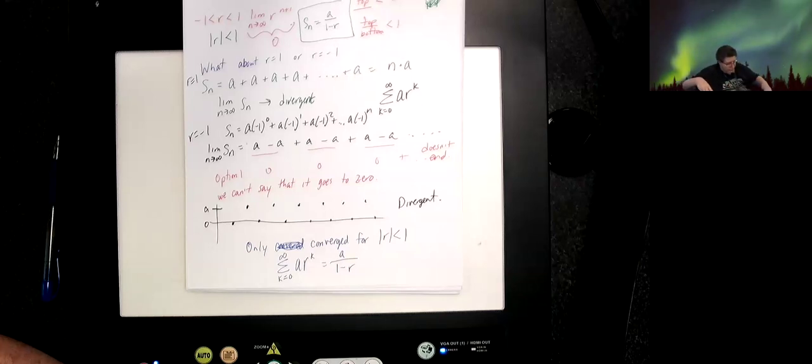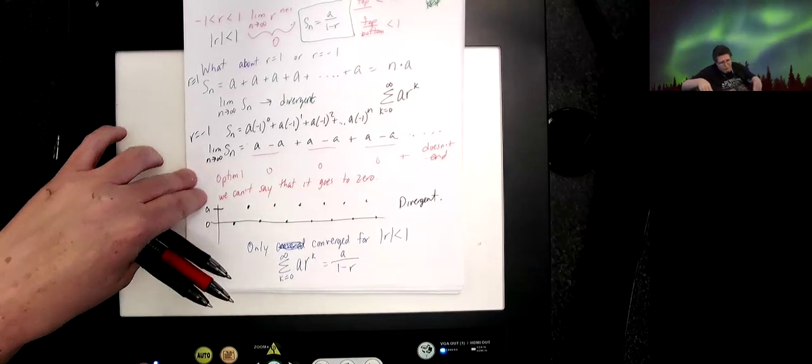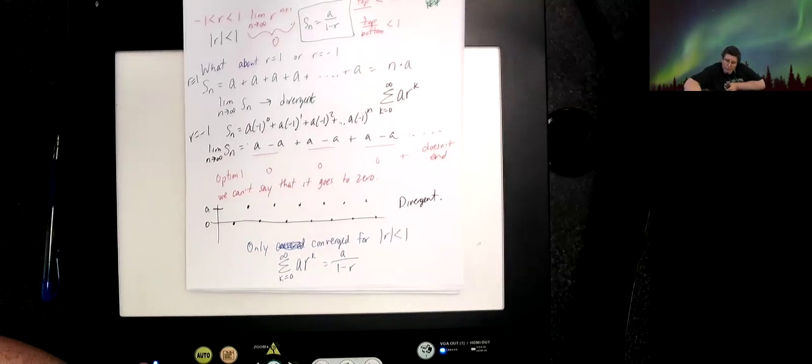Some of them took a picture, like r equals -1 isn't so clear. But if you look at the sequence of partial sums, you'll see that it's alternating. We don't have increasing or decreasing. It's not monotonic. It's not converging to a value. We have nothing that says convergent here.